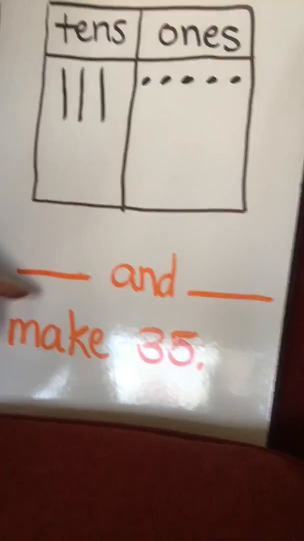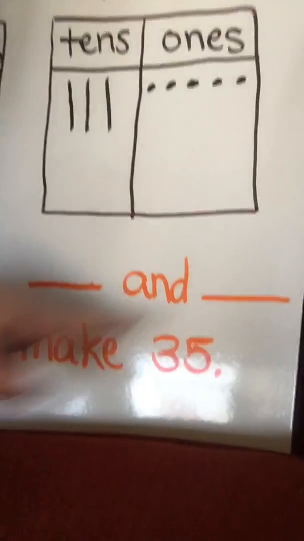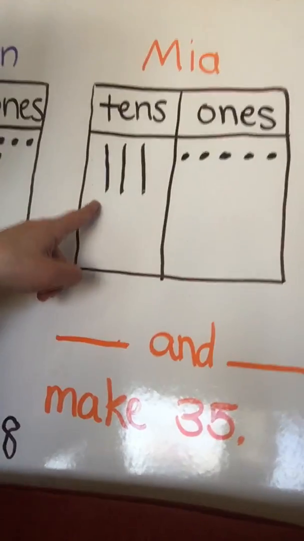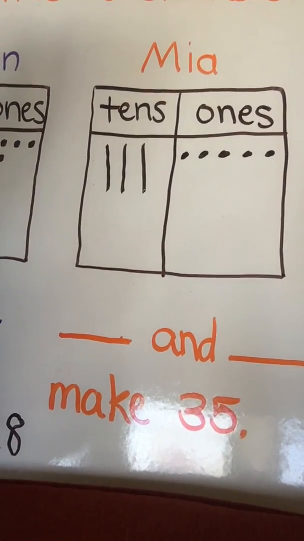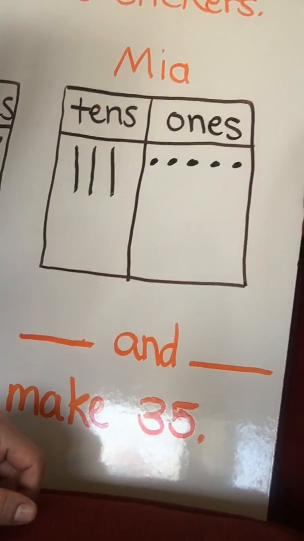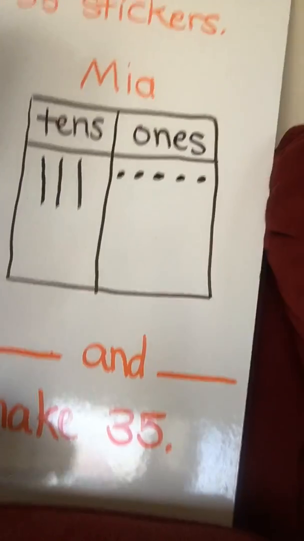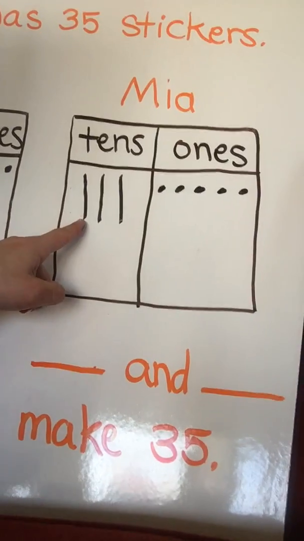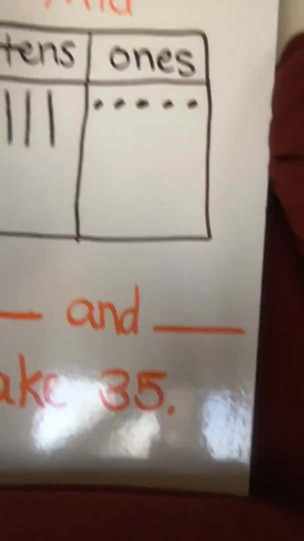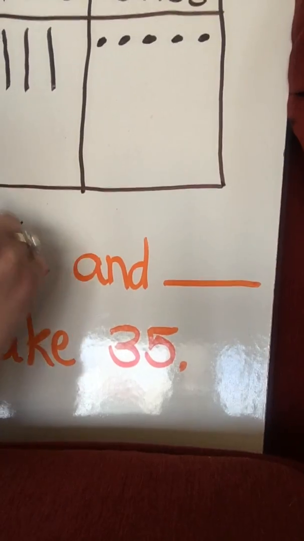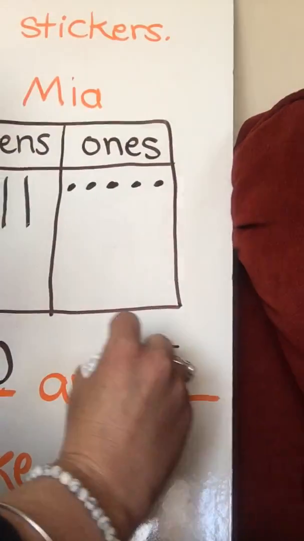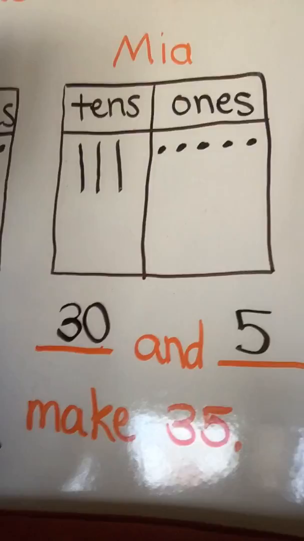At the bottom, I have blank and blank make 35. So I'm going to take a look at my tens place and see what the value is. I see that there are 3 10s, but I would not say that 3 and 5 make 35. It's 3 10s and 5 1s. 3 10s is worth 10, 20, 30. So that will be 30. And then we count by ones. 1, 2, 3, 4, 5. 30 and 5 make 35.